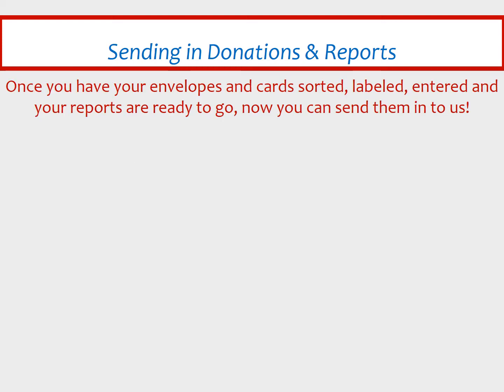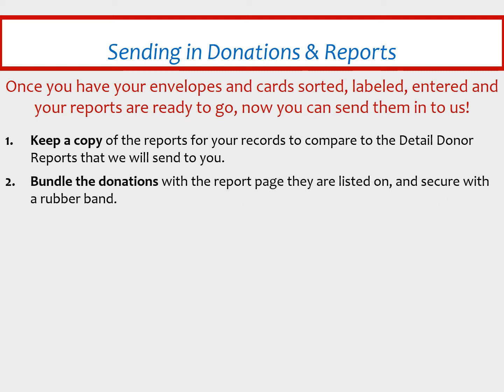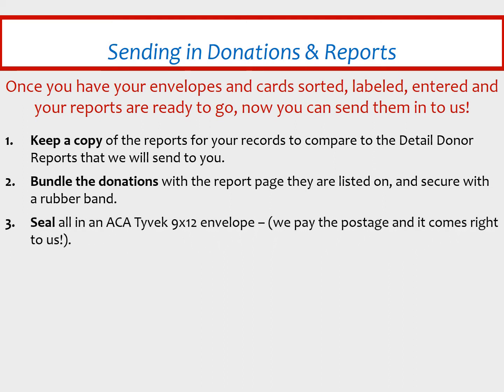Once you have your envelopes and cards sorted, labeled, entered, and your reports are ready to go, now you can send them in to us. Be sure to keep a copy of the reports for your records to compare to the detailed donor reports that we will send to you. Bundle the donations with the report page they are listed on and secure with a rubber band. Seal all of them in an ACA Tyvek 9x12 envelope. We pay the postage and it comes right to us.